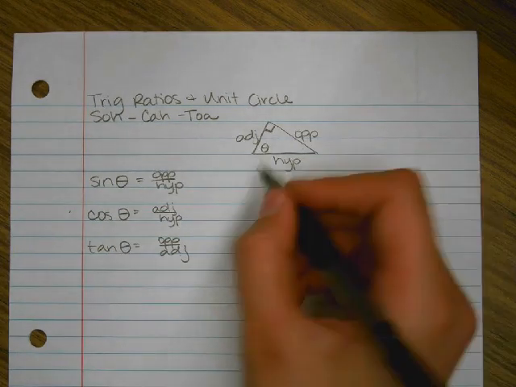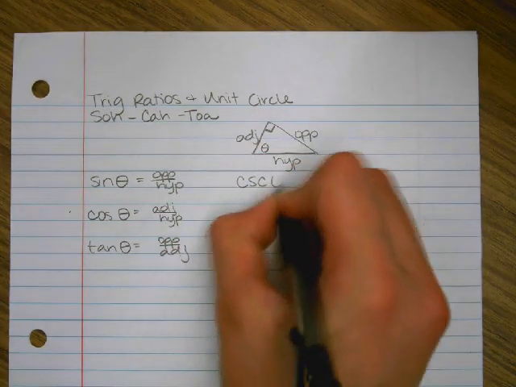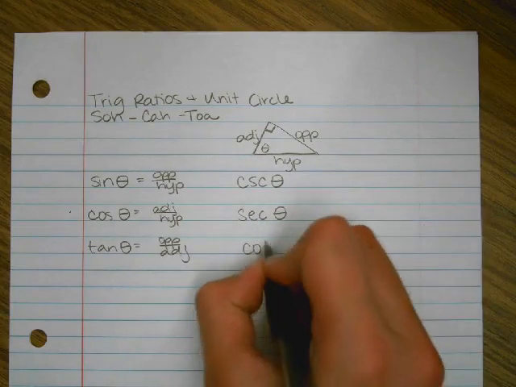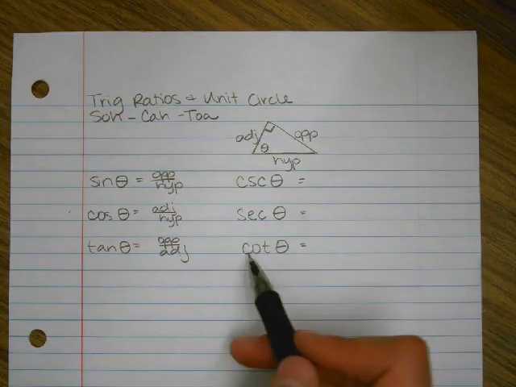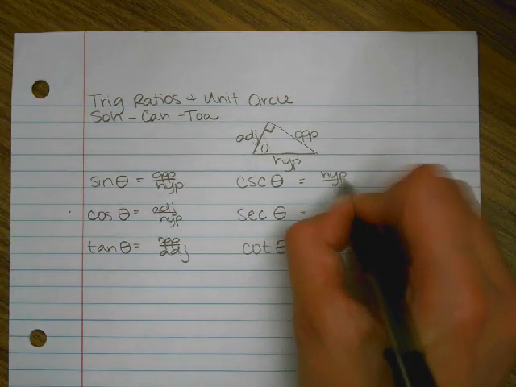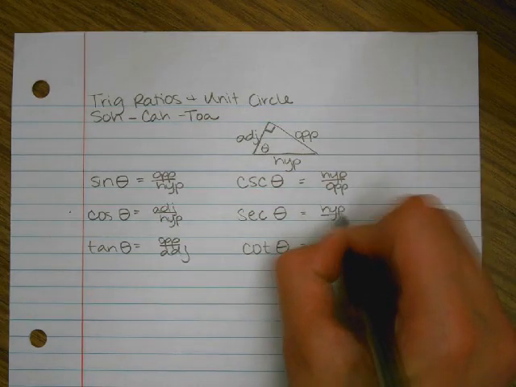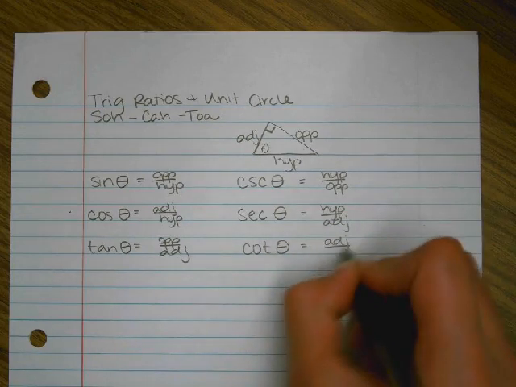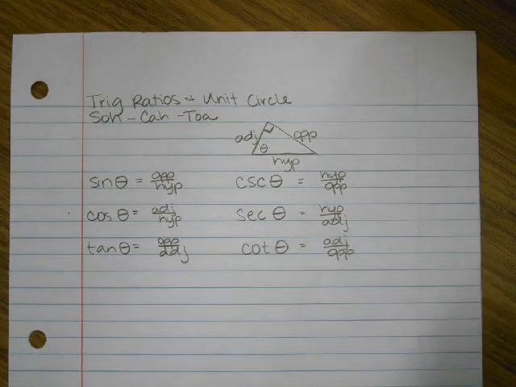And then there are three more trig functions. So we have cosecant and secant and cotangent. And each of these is just the reciprocal of the others. So cosecant would be hypotenuse over opposite. Secant is hypotenuse over adjacent. And cotangent is adjacent over opposite. Did I say tan? I meant cotangent.